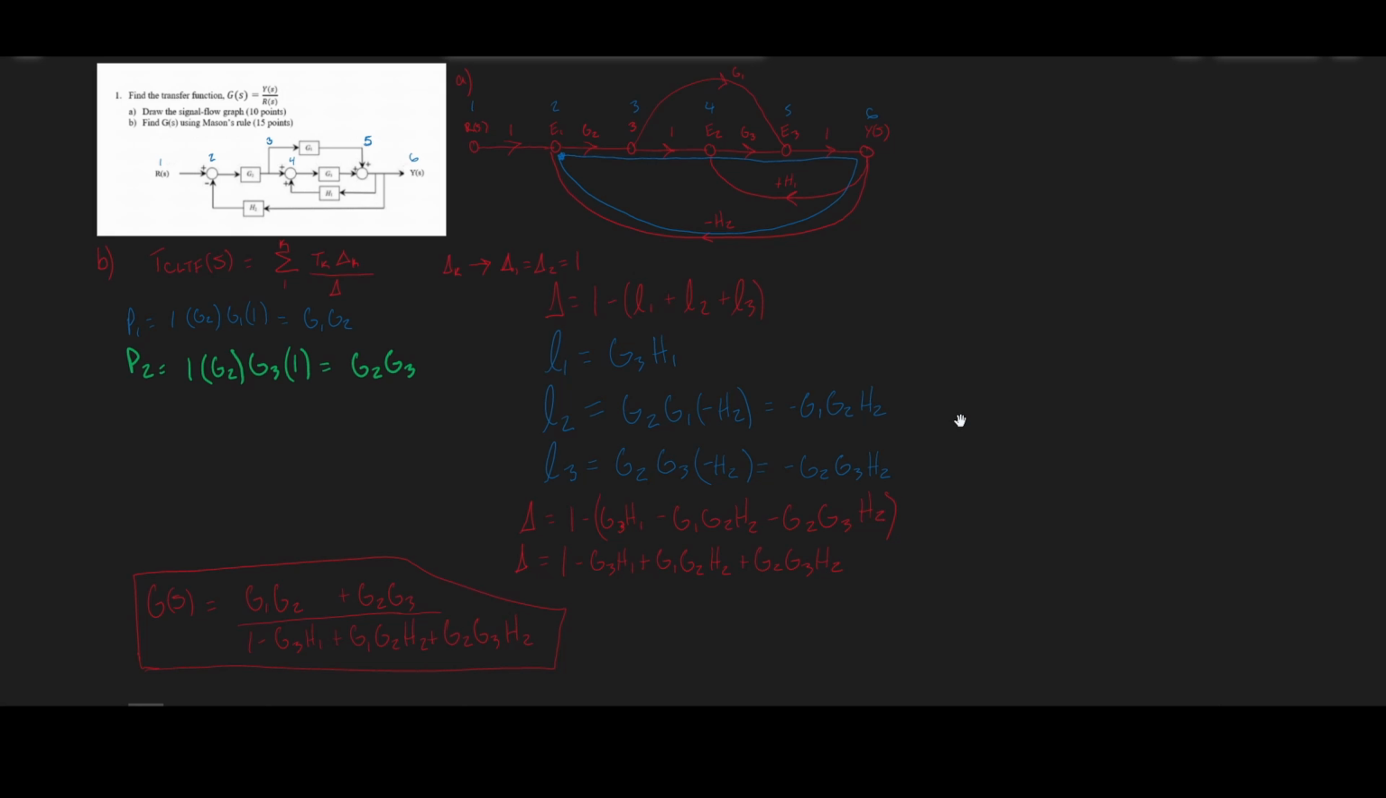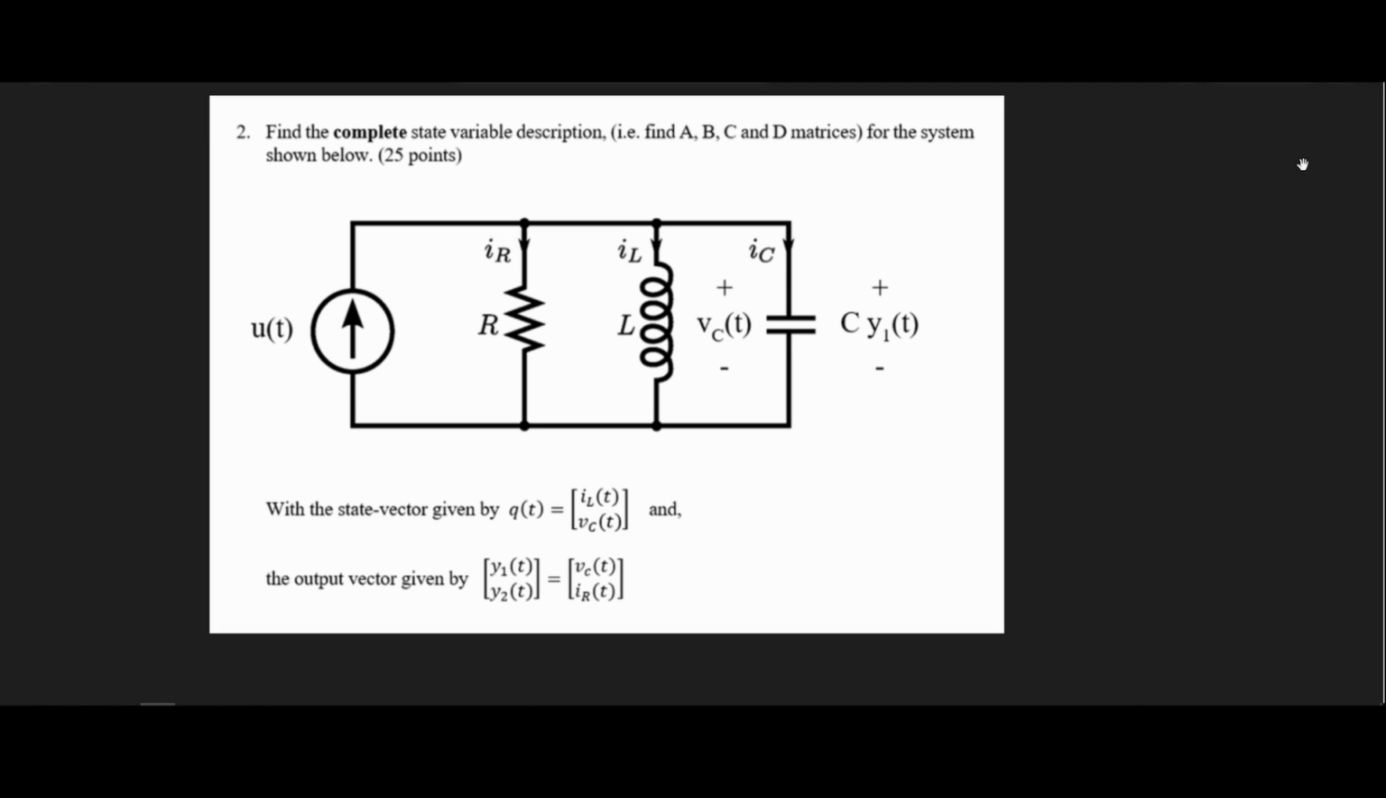This question. Now, for number 2, we need to find the A, B, C, and D matrices using the state space variables given right there. First thing we want to do is express the system's equations with those variables.